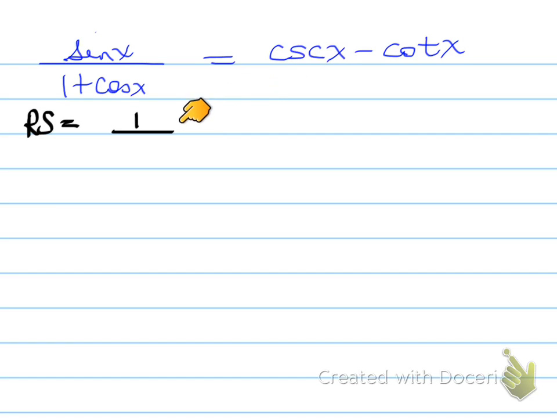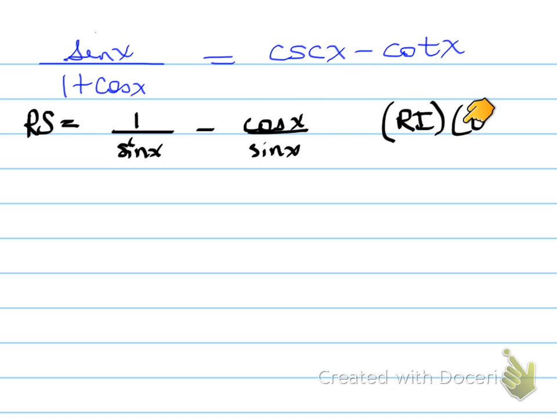Cosecant x is 1 over sine x, minus cotangent x, which is cos x over sine x. What did we use to get these answers? Well, we used RI, the reciprocal identity, to get this value, and cotangent we know is 1 over tan, but then tan we can convert using QI. Why did we do this? Because we want everything in terms of sine and cos, especially since the other side has everything in terms of sine and cos. So we do that. Common denominator, it's going to be 1 minus cos x over sine x.